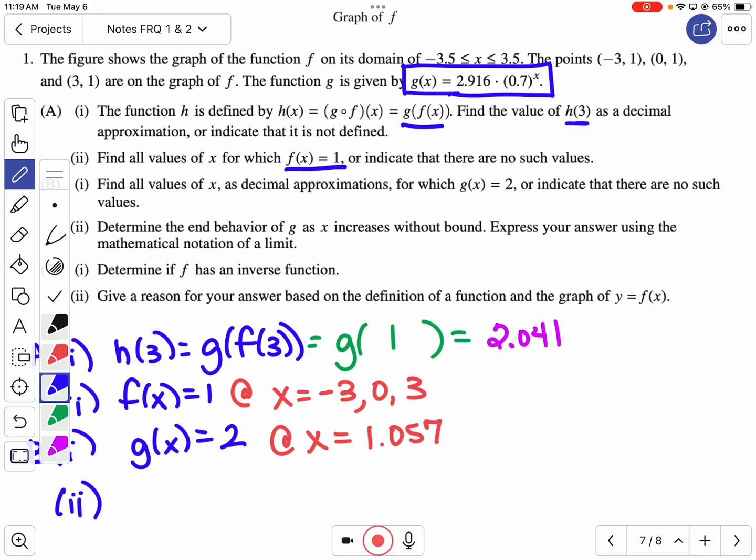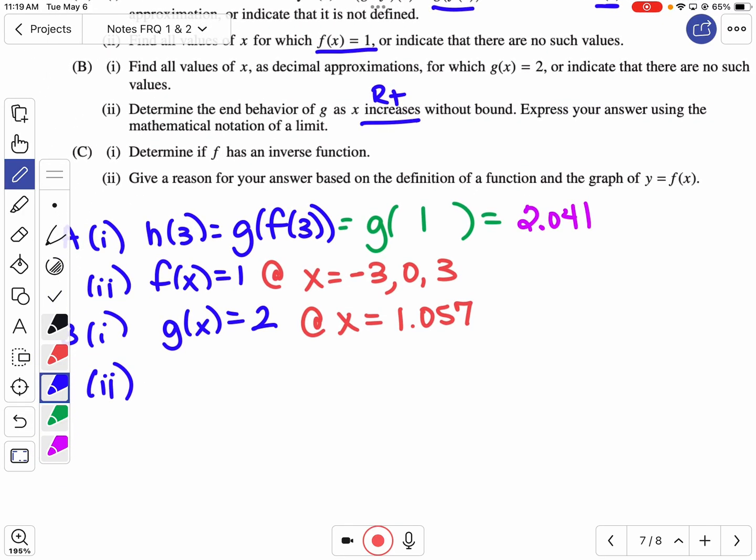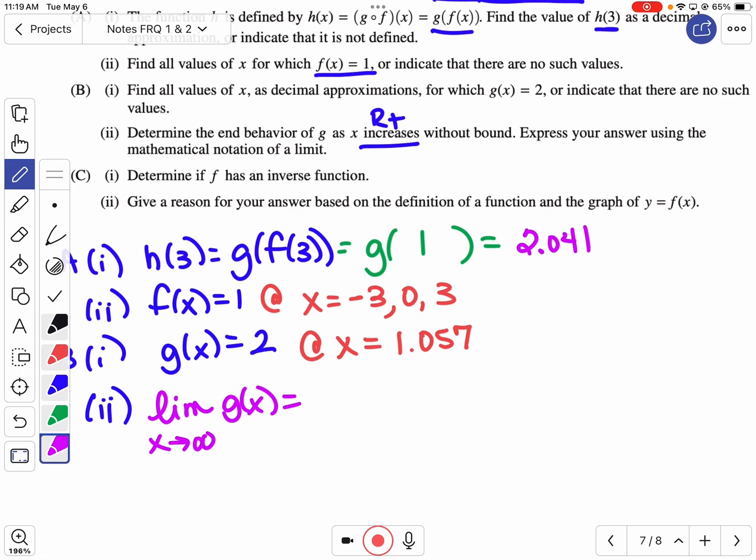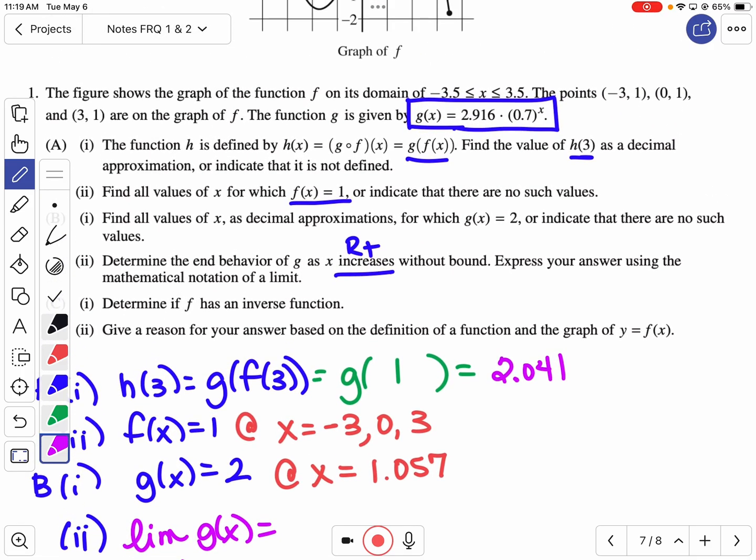All right, then on part 2. Determine the end behavior of g as x increases without bound. So is that left or right? Right. We're going to increase, so we're going to go to the right. We want to use the notation of a limit, so I know I'm going to start there. The limit as x approaches positive infinity of g of x. And so now I have to think about my g function.